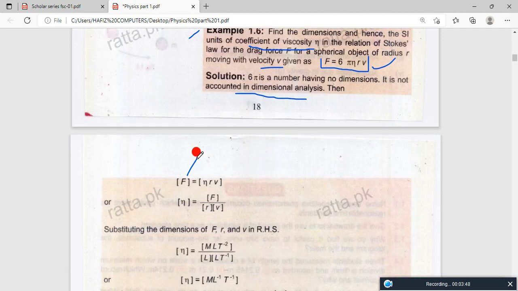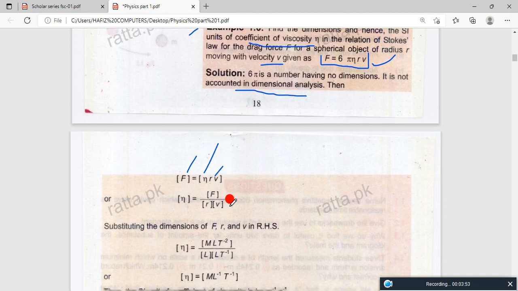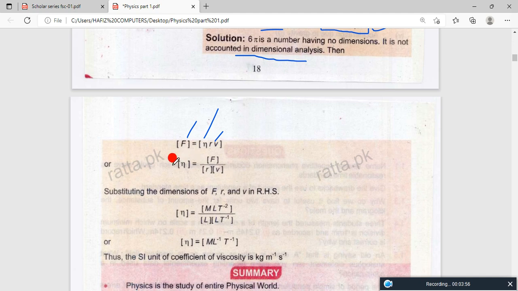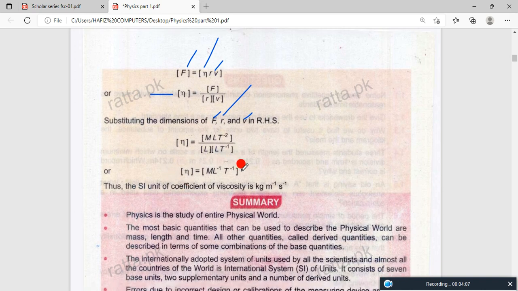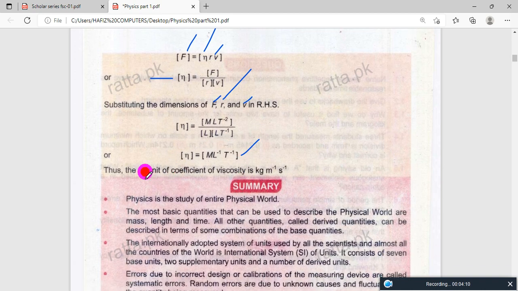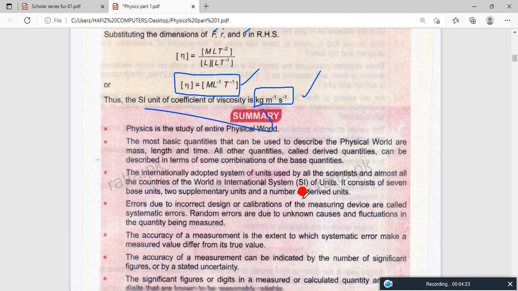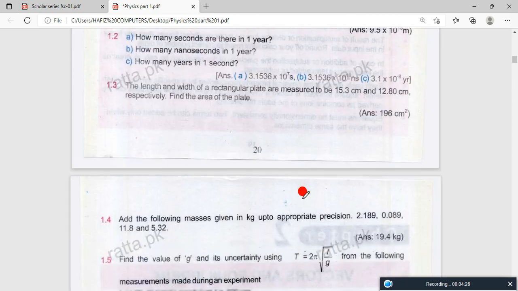First we will write all the physical quantities in their square brackets, then we will separate the coefficient of viscosity. Then substituting the values of dimensions of F, r and velocity on the right hand side, we will get the dimensions of the coefficient of viscosity as kilogram per meter per second, which is required in this numerical problem. This is an important MCQ and short question as well. In the next video we will discuss short questions and numerical problems of this chapter.